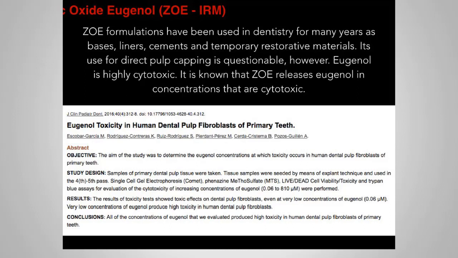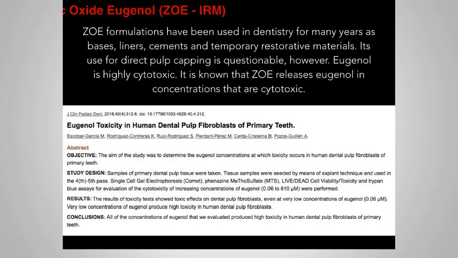Zinc oxide eugenol, all right, it's been used in dentistry, like I said, forever. It's a direct pulp cap, but it's questionable because the eugenol is highly toxic, and it releases this into the pulp, and for the most part, we're not sure that this thing is really going to solve the problem. It may calm it down for a slight period of time. It's probably not going to be the thing that's going to maintain the vitality of that pulp.